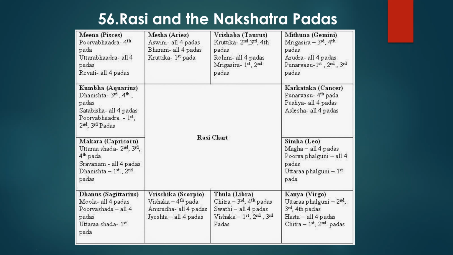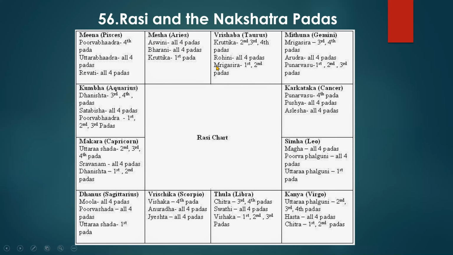Each sign has 9 portions, but each nakshatra has 4 portions. So we keep only the first pada here. And not only one, because sometimes it goes to the 1 and 2 also. What you need to see is there are 9 padas completed here. Ashwini is 4, Bharani is 4, that is 8. The Kritika is 1. So it's completed here, 9 padas.